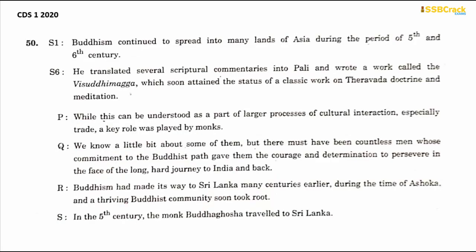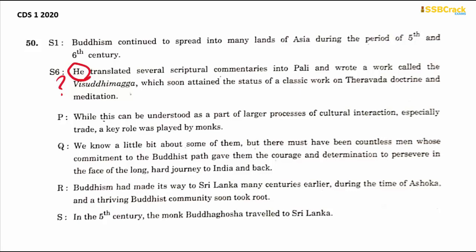Now we come to the last question from CDS 1 2020, ordering of sentences. Sentence 1 reads, Buddhism continued to spread into many lands of Asia during the period of 5th and 6th century. Sentence 6: he translated, who is he? We need to find it out. He translated several scriptural commentaries into Pali and wrote a work called the Visuddhimagga, which soon attained the status of a classic work on Theravada doctrine and meditation. Who is he? Find it out.